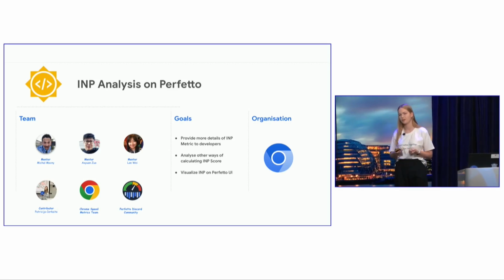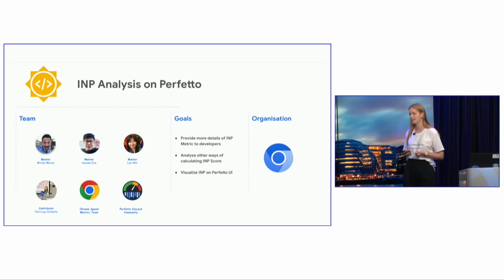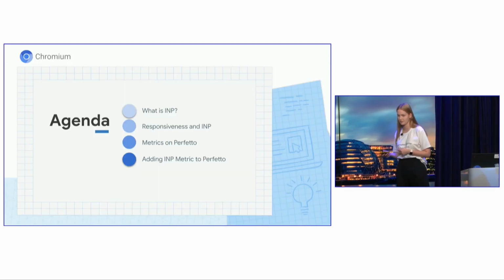The goal of this project was to provide more details of INP to developers, analyze other possible ways of calculating the INP score, and of course, visualize INP in Perfetto. And my organization was Chromium, where a bunch of admins were helping me as well in succeeding in this project.